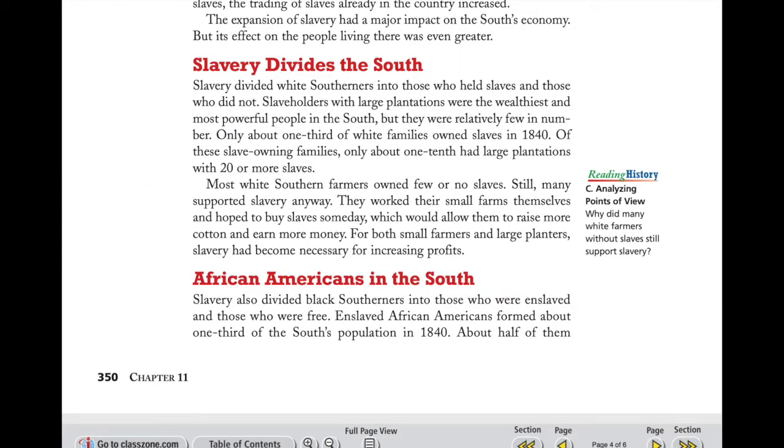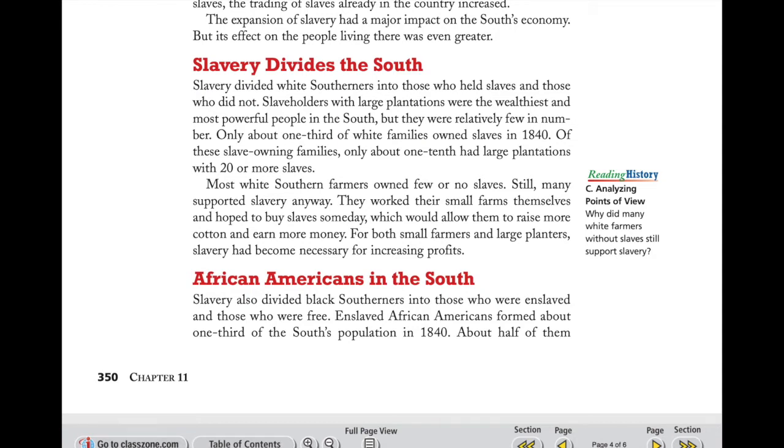Slavery divides the South. Slavery divided white Southerners into those who held slaves and those who did not. Slaveholders with large plantations were the wealthiest and most powerful people in the South, but they were relatively few in number. Only about 1/3 of white families owned slaves in 1840. Of these slave-owning families, only about 1/10 had large plantations with 20 or more slaves. Most white Southern farmers owned few or no slaves.